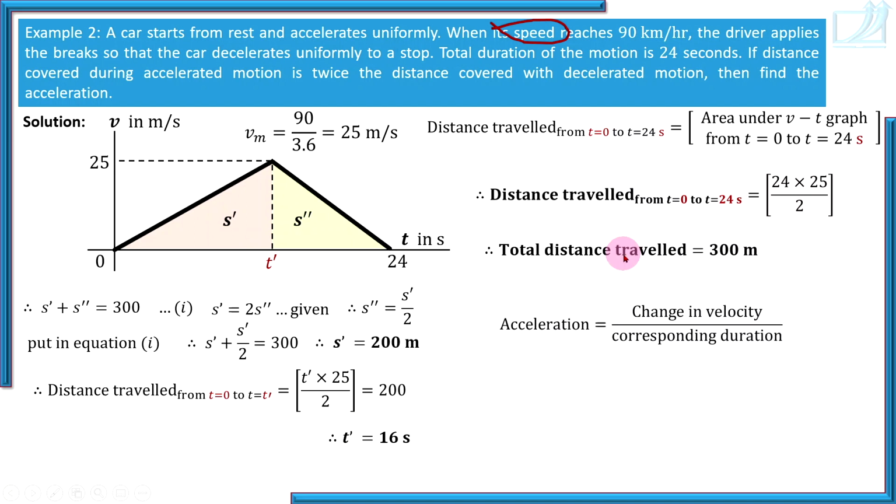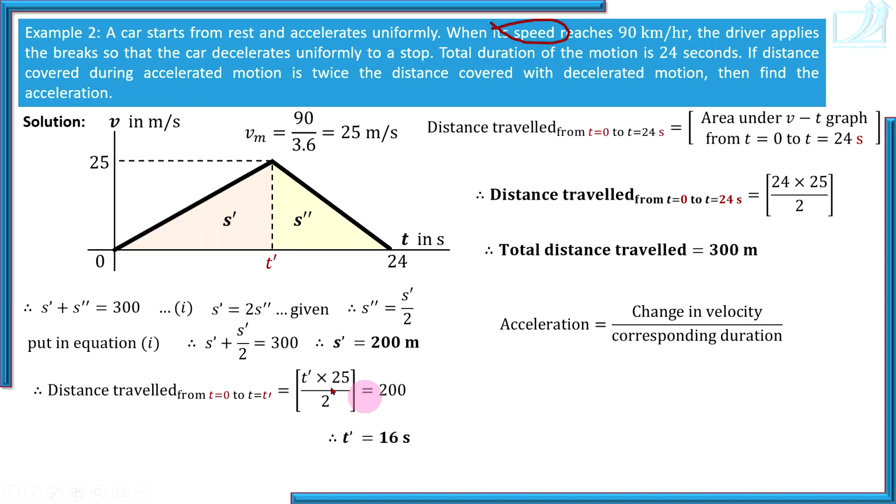And now we are asked to find acceleration. Now this is important to understand. Acceleration is from 0 to t dash seconds, and from t dash seconds onward it is a retarded motion. So we'll focus on accelerated motion only.